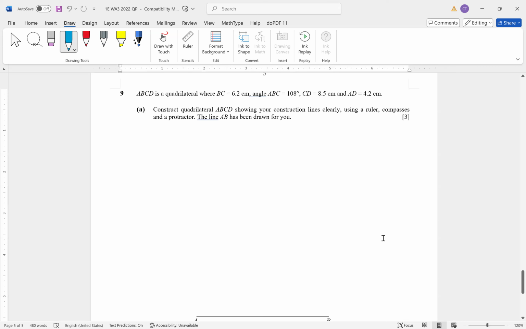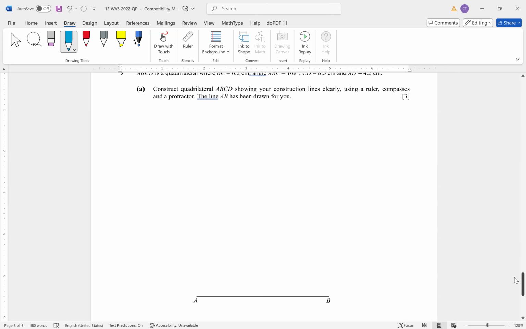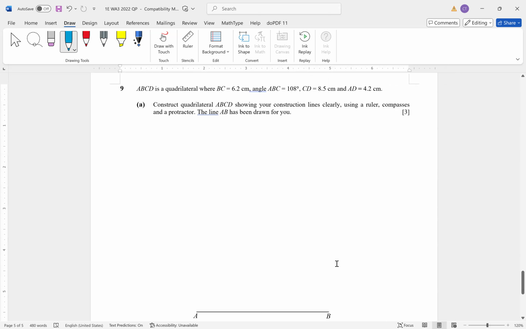Okay, so AB has been drawn for us, so we need to construct a quadrilateral. Okay, BC is 6.2. So we know the length BC, and we know angle ABC to be 108. So in other words, we have sufficient information to locate the point C. So what you want to do is you want to put your protractor at B, and then measure out an angle of 108. So maybe something like this, and draw a long line.